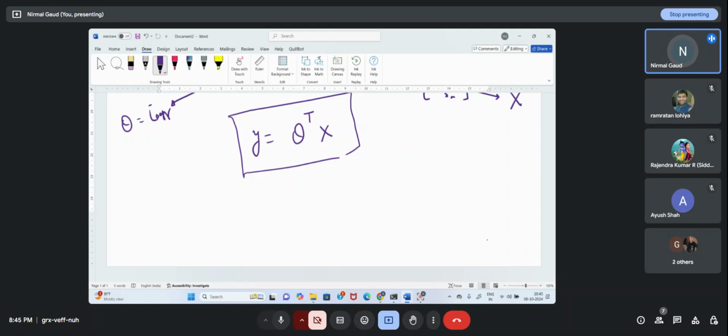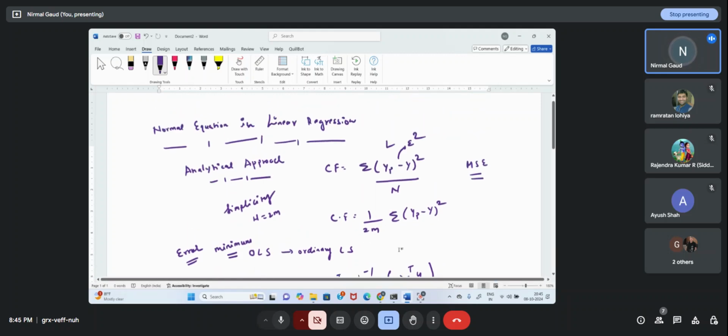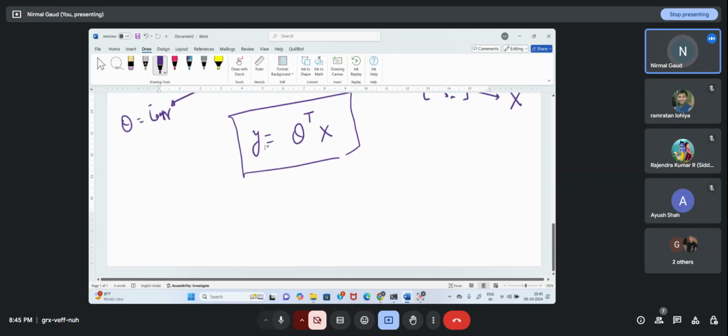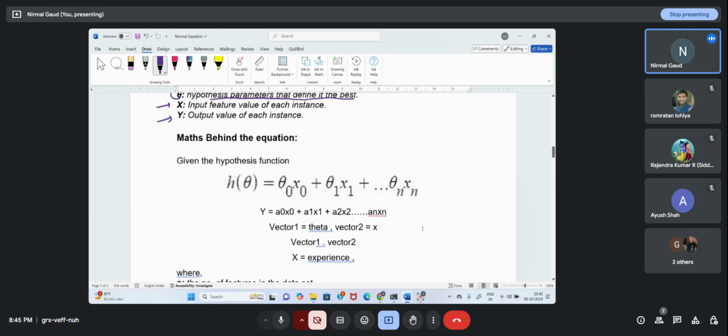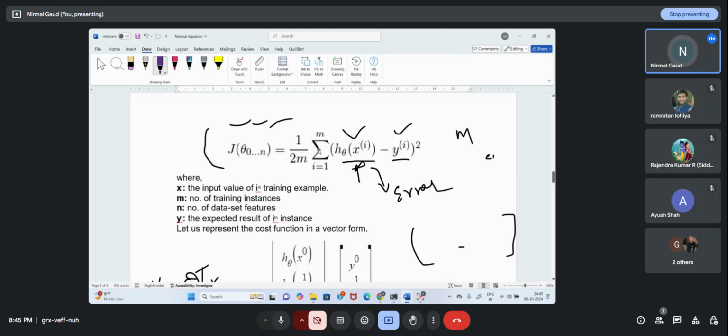Then it is saying that according to your MSE, we can also represent it in the same form. How? It has written like this: 1 upon 2m, h theta xi minus yi whole square. Again, this is yp only, this is y only. Instead of yp, it is writing h theta xi, and this is y, and this is 1 upon 2m. I already told you. For simplification, now we can write it like this.